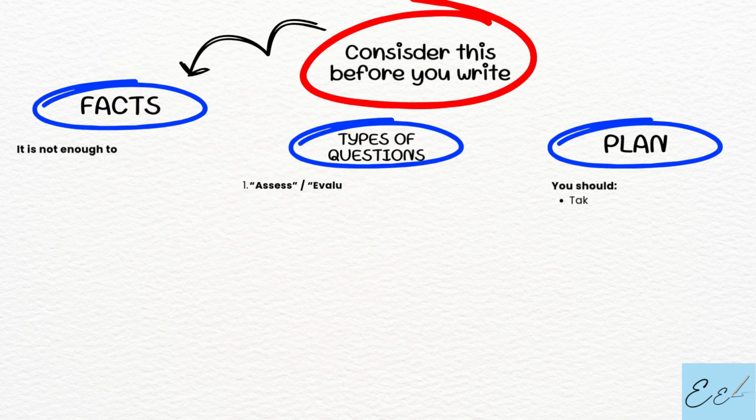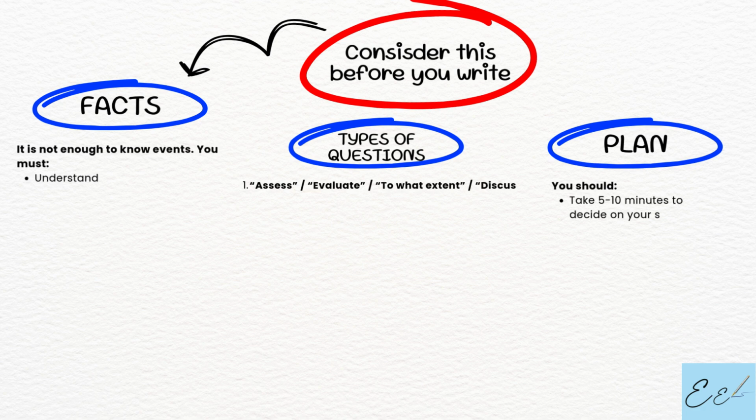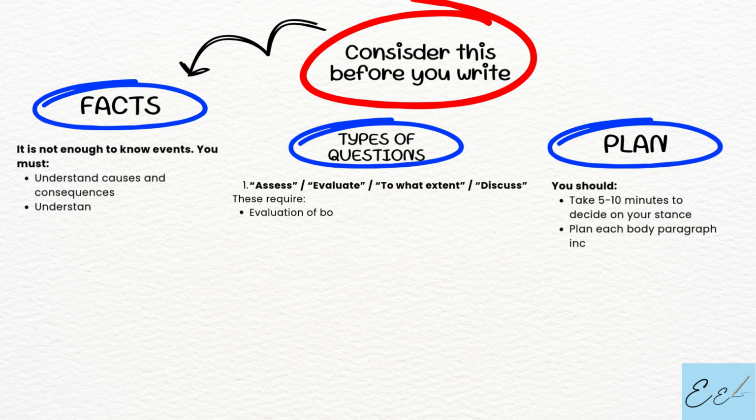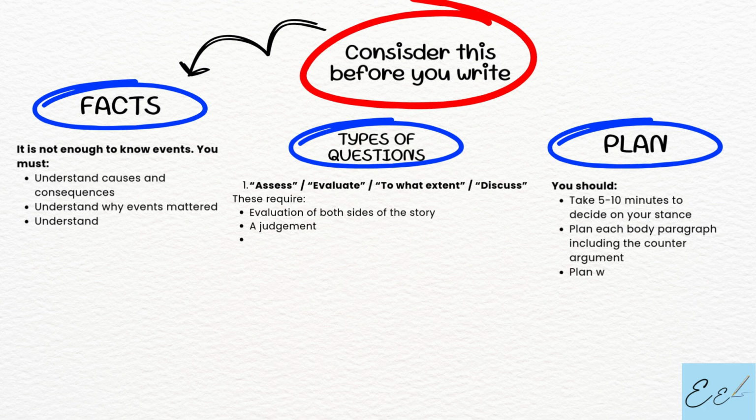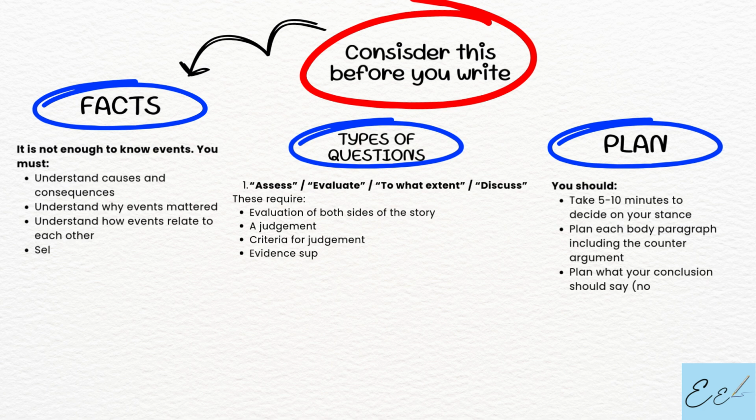Before we begin looking at the structure, let's consider these three things. The first thing is facts. It is not enough for you to simply know events and slap them on a piece of paper and hope for the best. You must understand causes and consequences. You need to understand why events, people, and places mattered. You need to understand how events relate to each other. And then you need to select the most relevant facts that prove your argument in line with the question that you have been given.